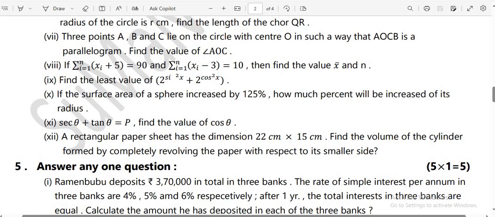Answer any one question. 1 into 5 is equal to 5. Each question carries 5 marks.